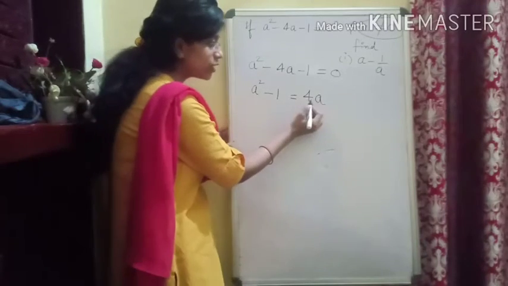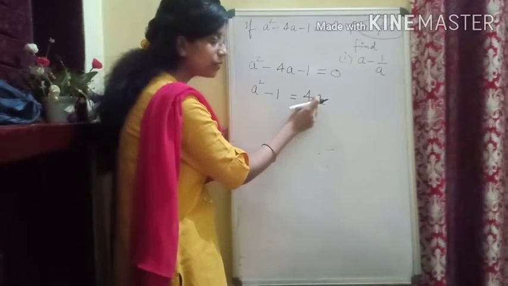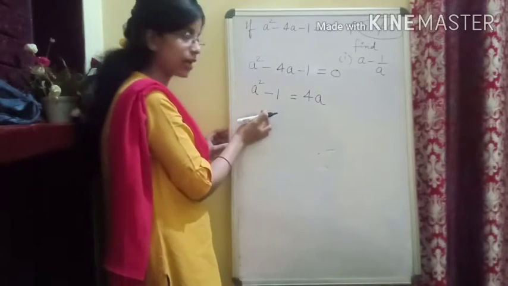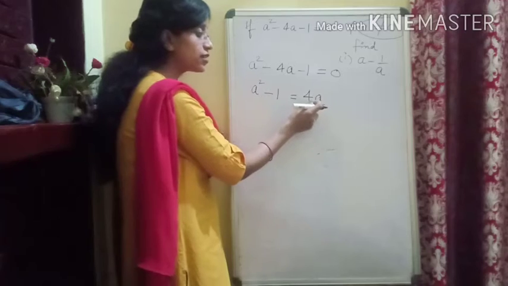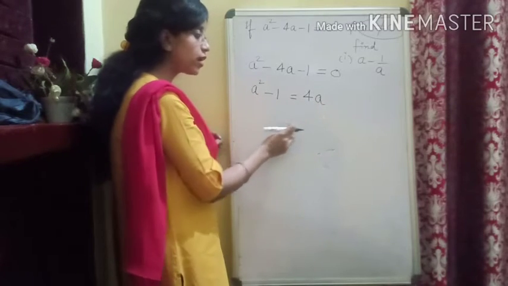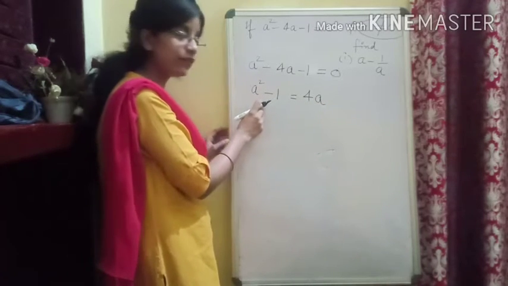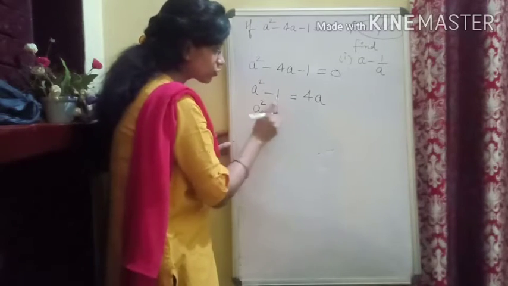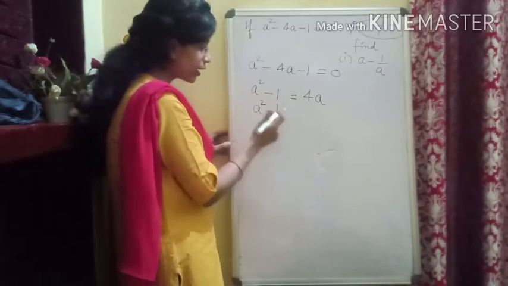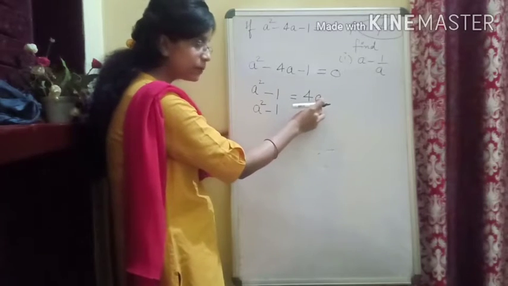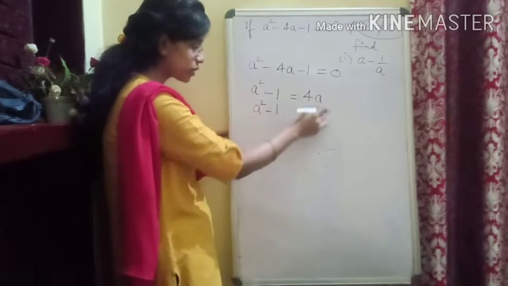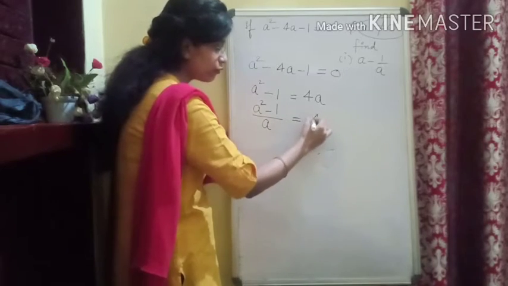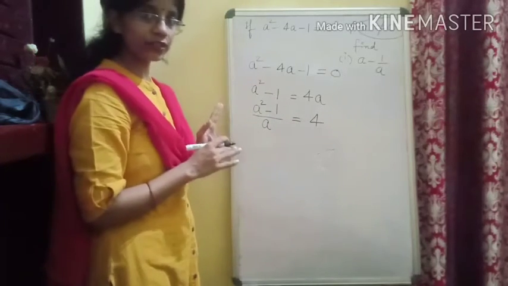Now you see this 4 and a, they are in multiplication. That means a we can bring to this side, but since a is in multiplication, it will come here in division. A square minus 1 was already there, and a will come to this side in divide equals to 4. Is it clear? Are you following the step?